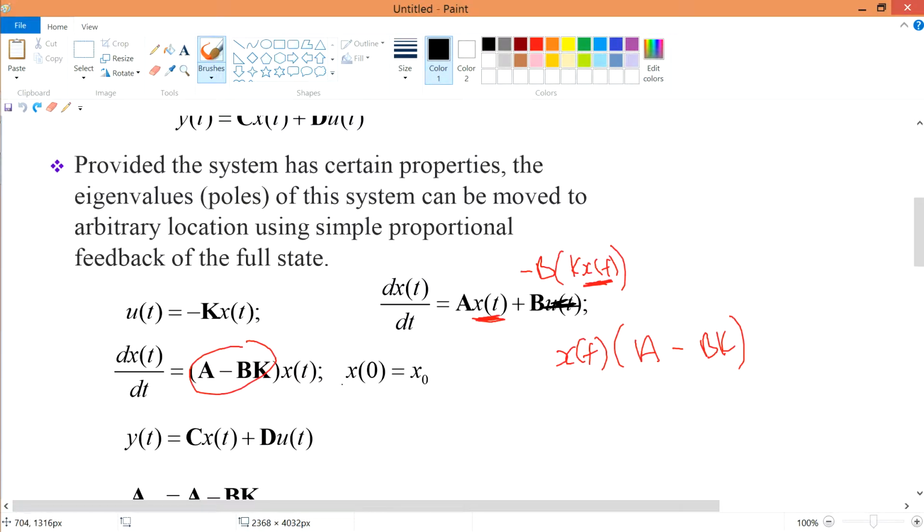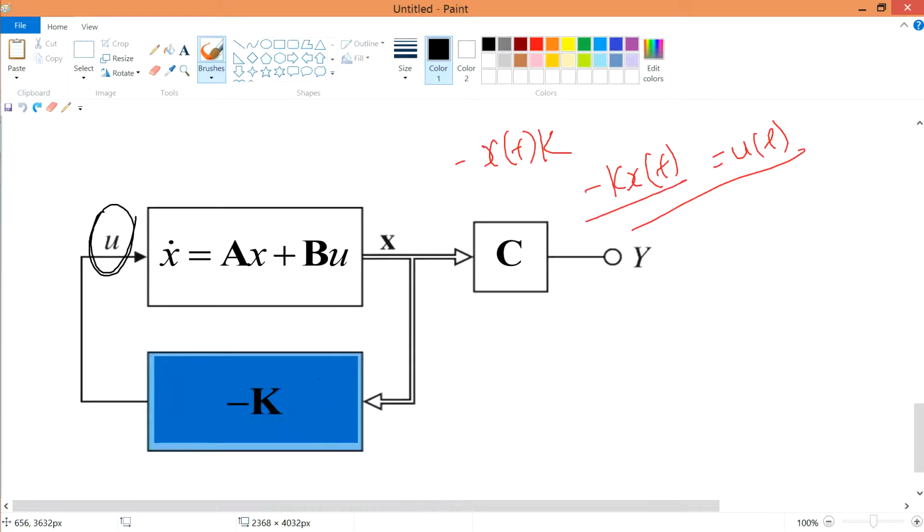In order to deal with u(t), you first have to understand the closed loop system. As you can see here, the closed loop goes in this direction, and it is simply x times minus k. Here x is the output from this transfer function. Once it outputs x, x times minus k equals your u(t). So minus kx(t) equals u(t), and this whole feedback system goes to your u(t).